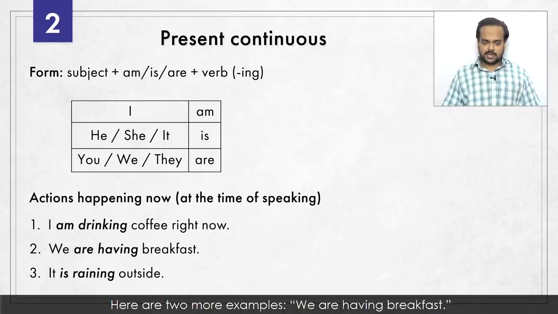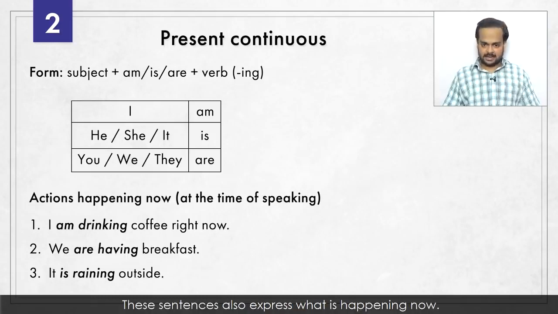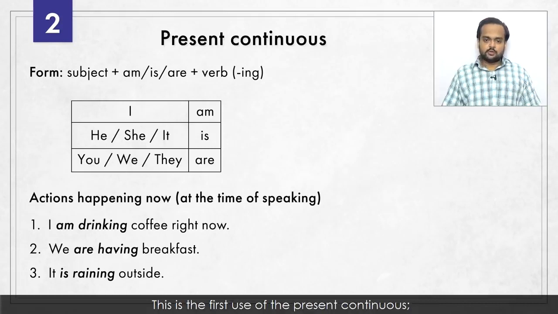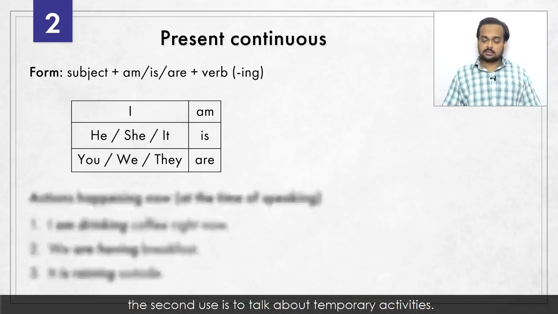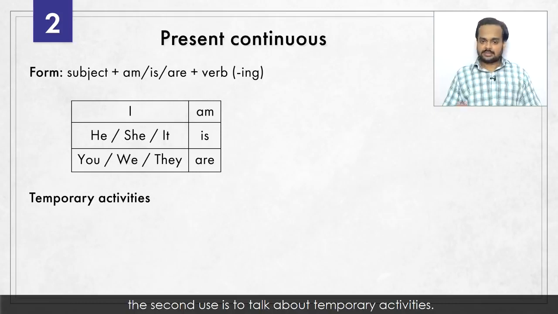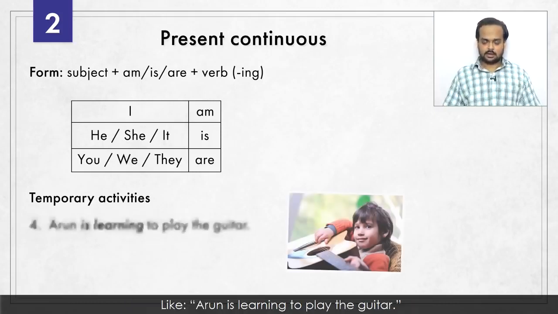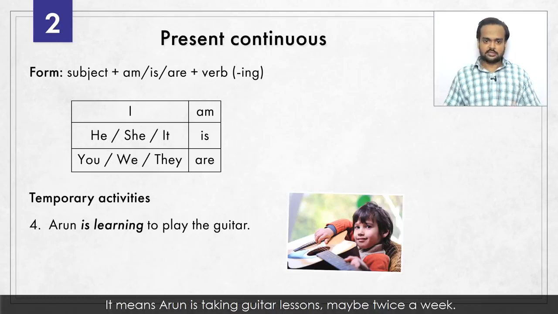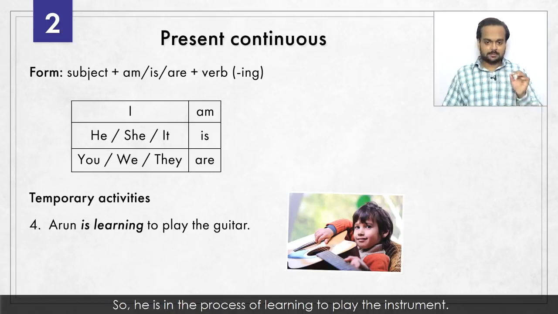Here are 2 more examples. We are having breakfast. It is raining outside. These sentences also express what is happening now. This is the first use of the present continuous. The second use is to talk about temporary activities, like Arun is learning to play the guitar. It means Arun is taking guitar lessons maybe twice a week. So he is in the process of learning to play the instrument.